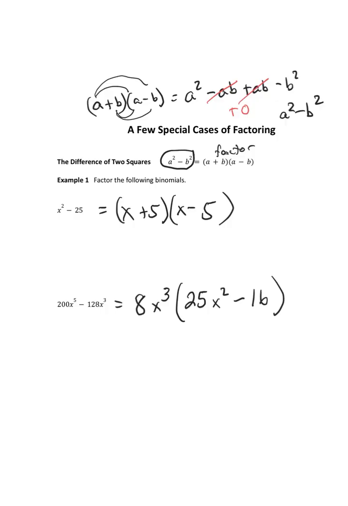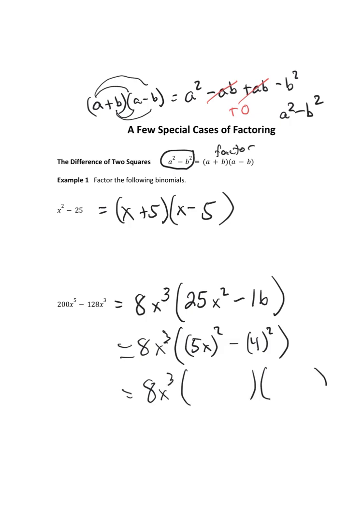Okay, so this one's a little sneakier, but we still have a perfect square, right? Because that would be 5x squared minus 4 squared. All right, oh, look at that. So we do have one of those difference of perfect squares, but we still have the 8x cubed out front. And then once we know what's being squared, those are the terms of your two binomials. A 5x, one of them is plus 4, and 5x, and the other one would be minus 4. And there we have it.